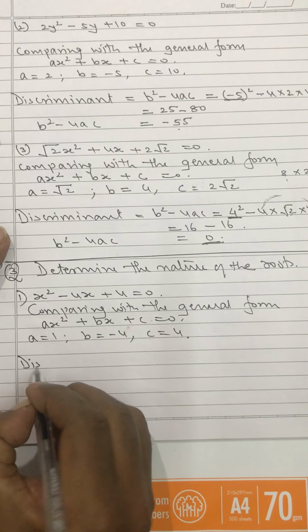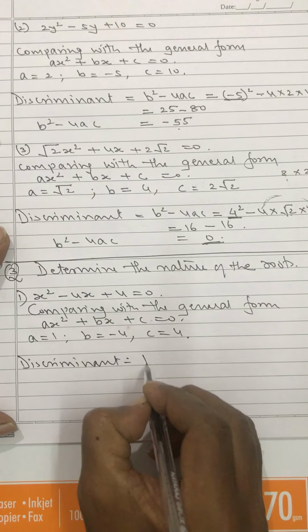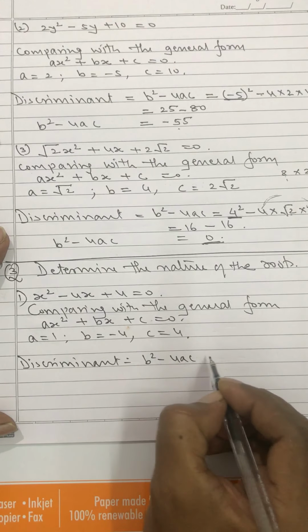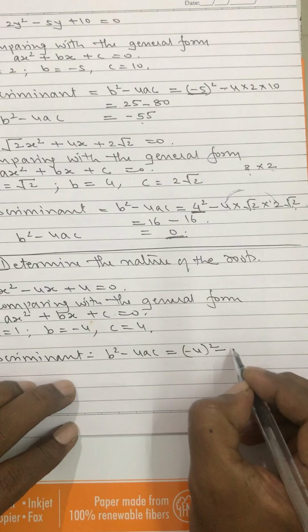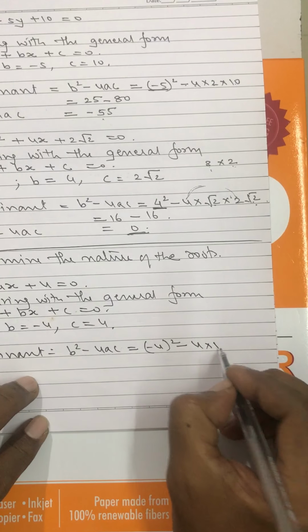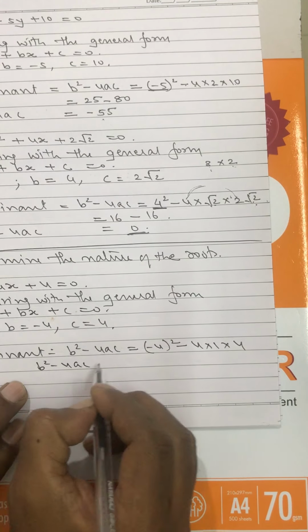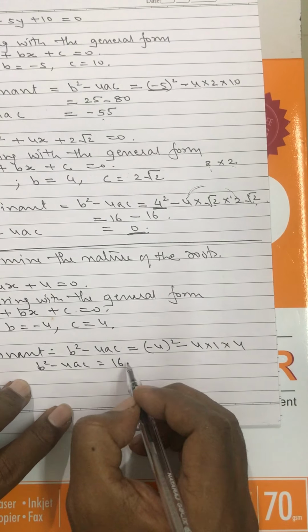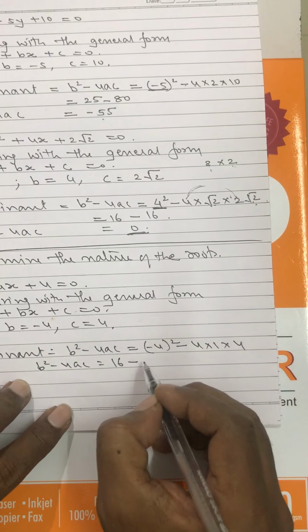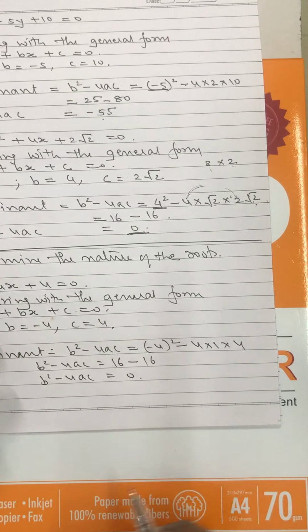Now you will find the discriminant. b is minus 4 squared, minus 4 times a, which is 1, times c, which is 4. So therefore you get b² − 4ac. The square of a negative number is positive 16, minus 4 ones are 4, 4 fours are 16. So you get b² − 4ac is equal to 0. This is what you have got.